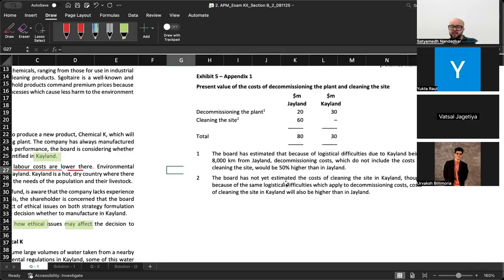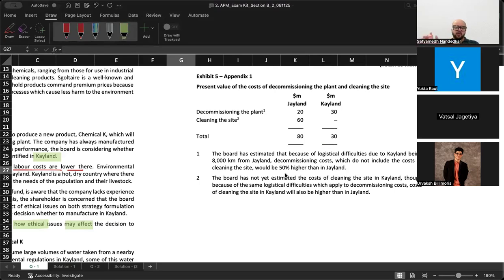The board has estimated that because of logistical difficulties, the cost of decommissioning in Kayland, which does not include the cost of cleaning the site, would be 50% higher than in Jayland. The board has not yet estimated the cost of cleaning the site in Kayland, though because of the same logistical difficulties which apply to decommissioning, the cost of cleaning the site will also be higher than in Jayland. ठीक है?